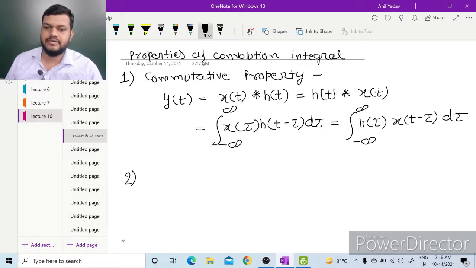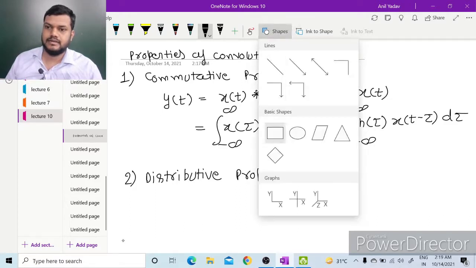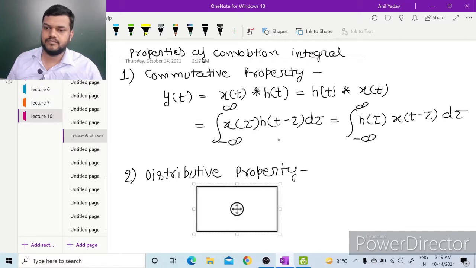Second one is distributive property. So distributive property says, let us say there is a system whose input is x(t) and its impulse response h(t) is addition of multiple impulse responses, means h1(t) plus h2(t) plus h3(t) and so on.